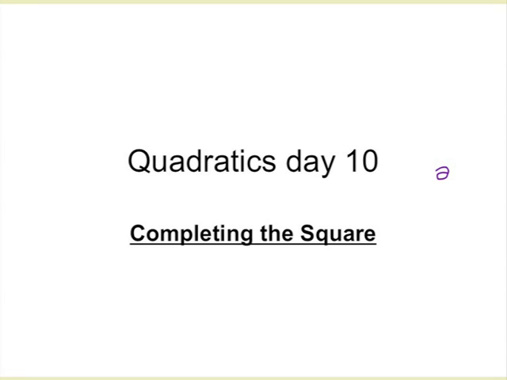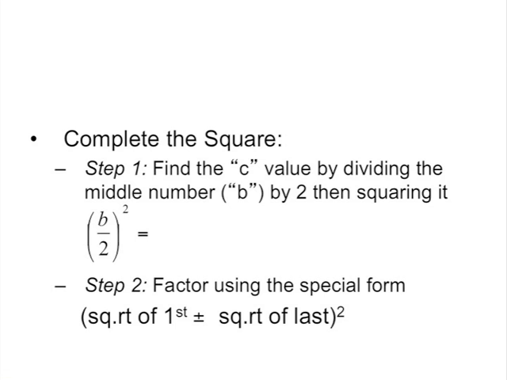Today the skill that we're going to talk about with quadratics is something that's called completing the square. To complete the square, we are going to find a special c value, and the way that we are going to do that is by taking the b value, which is the one that's with the x, dividing it by 2, and then squaring it.